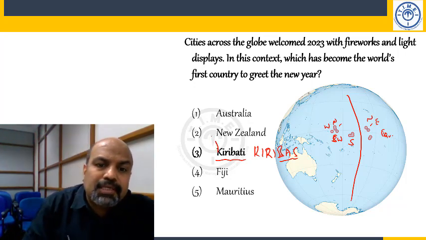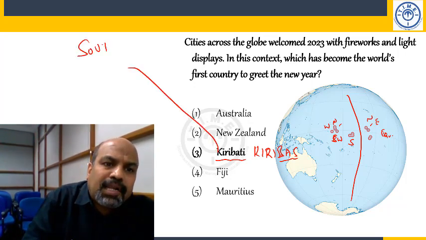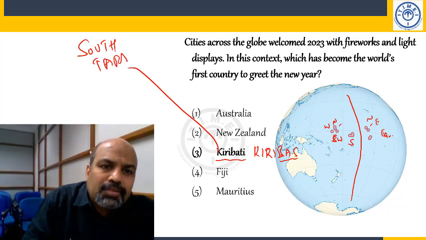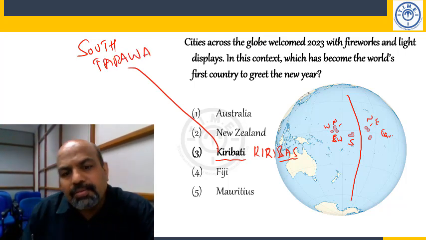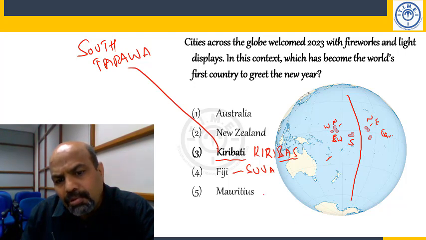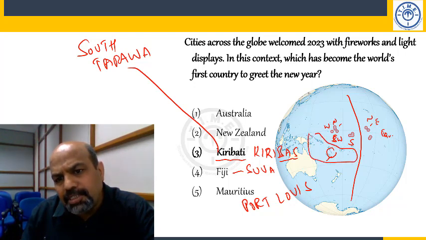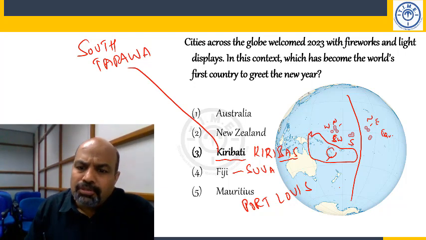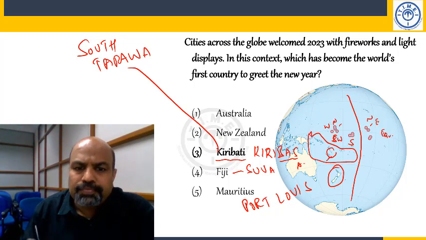The capital of Kiribati is South Tarawa, if I'm not wrong. South Tarawa. Fiji, Suva. It's here. Mauritius, Port Louis. These are all Melanesia, French Polynesia, and all these things. This is New Zealand, and of course this is Australia.